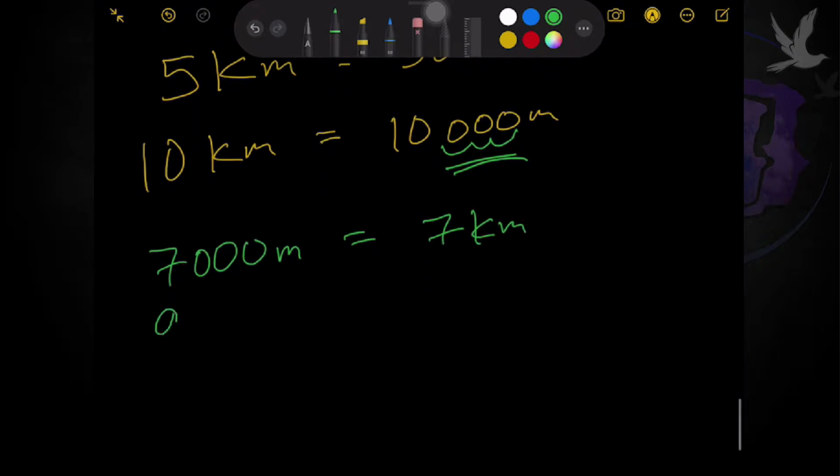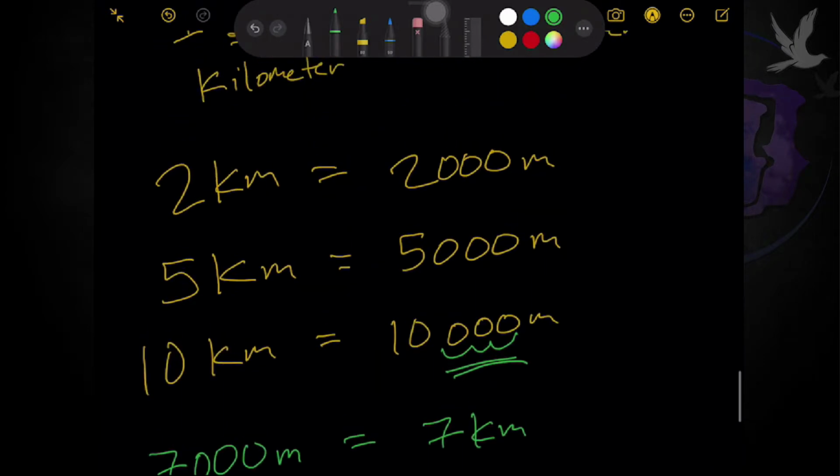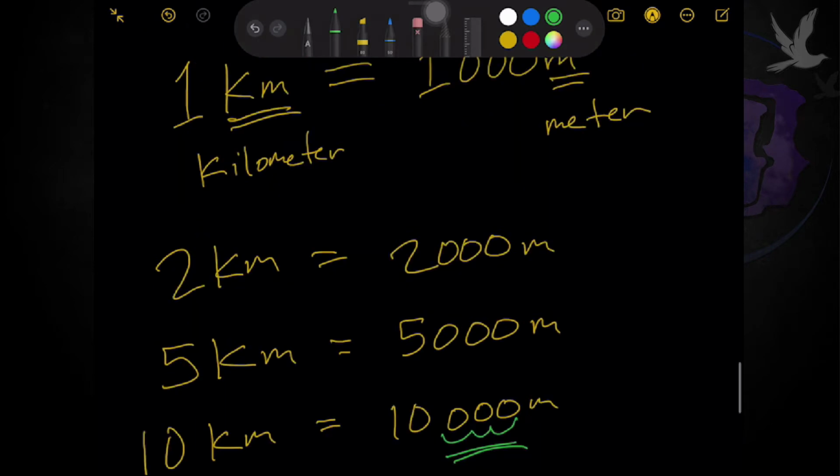If there's 9,000 meters, that's equivalent to 9 kilometers. So that's it, right? That's basically how you relate kilometers to meters and meters to kilometers.